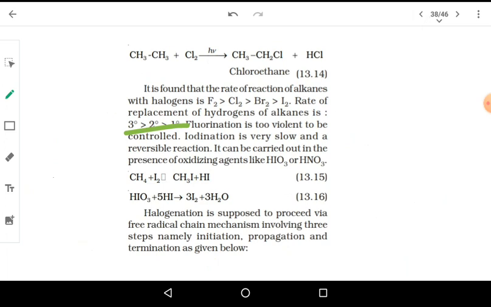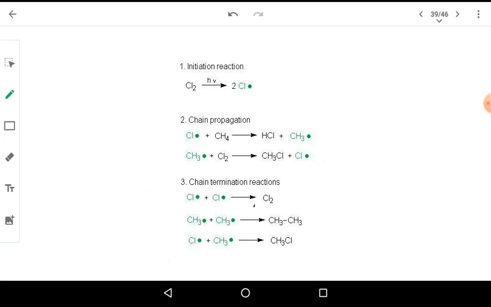Now fluorination is too violent to be controlled, and iodination is very slow and it is almost a reversible reaction, and hence it is carried out in the presence of oxidizing agents like HIO3 or HNO3, so that we can remove the excess of HI that is formed, because this HI is going to carry out the reaction in the opposite direction, which is not desirable here. So we restrict that by adding HNO3 or HIO3, which are oxidizing agents.